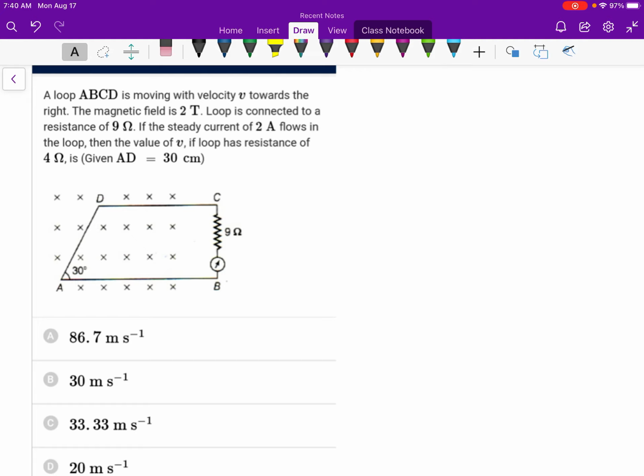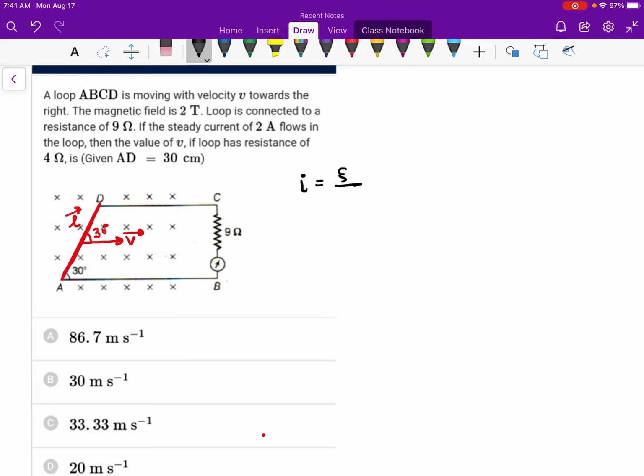The magnetic field is this, the loop is this, then find the value of V if the loop has this resistance. So guys, the magnetic field is normal to the plane of the loop and the velocity is in this direction, and the length is in this direction. So BVL. Now the angle between the length vector and the velocity vector, see, if it is moving with velocity v towards the right, the angle between the L vector and the V vector is 30 degree.